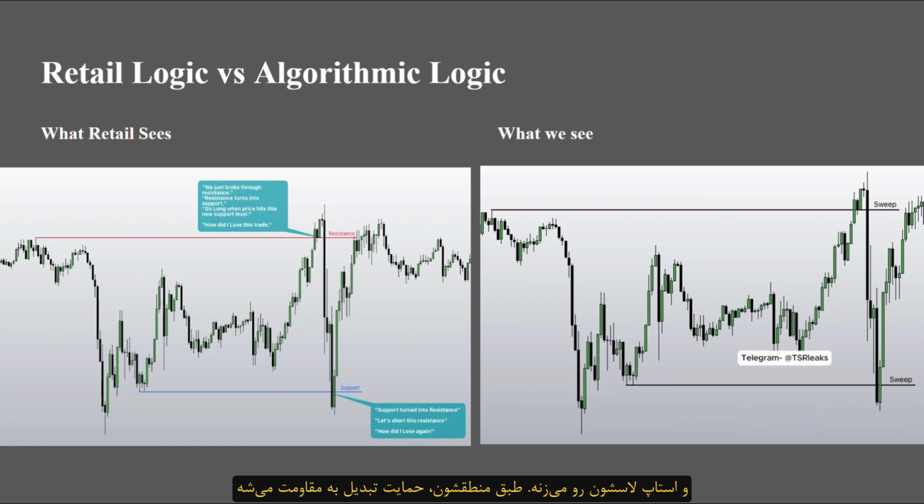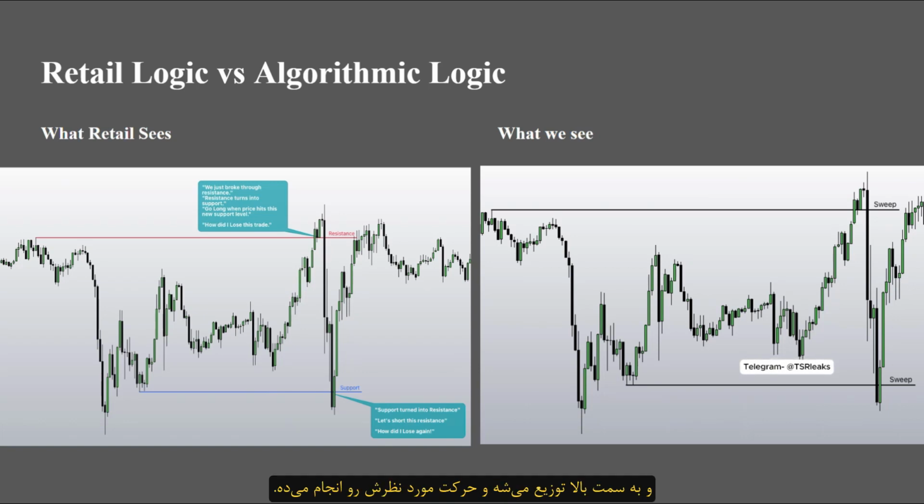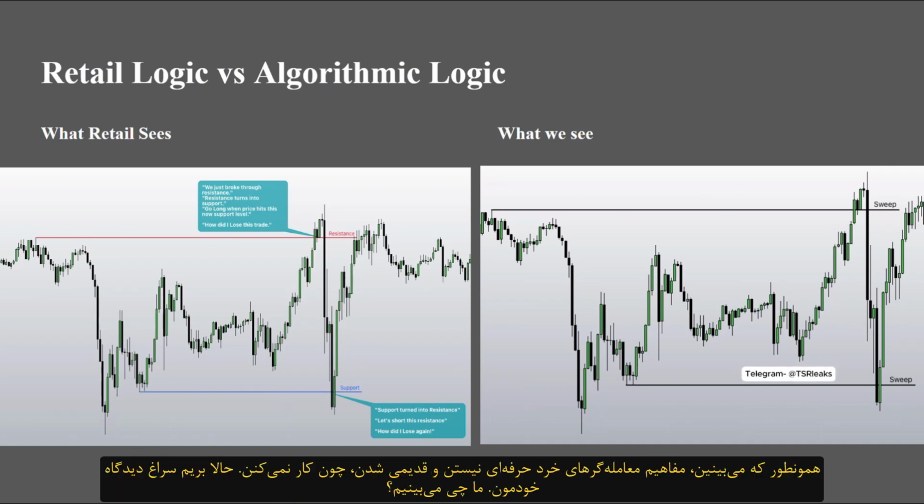Support flips into resistance according to their logic. They will go short upon the retest. But what happens? Price reverses, disrespects the level once again, and distributes higher, making its intended move. As you can see, retail concepts are not professional and outdated in the sense that they do not work.